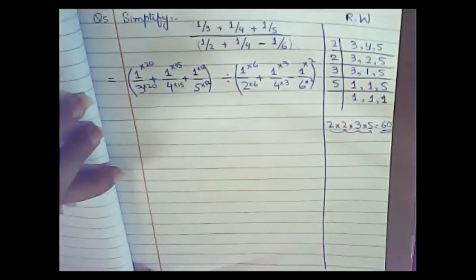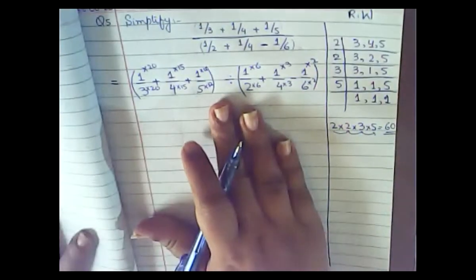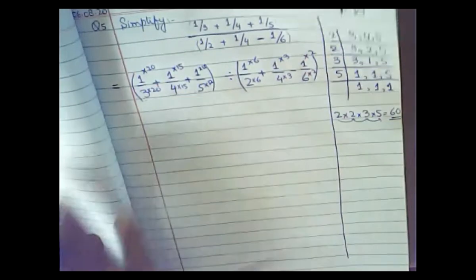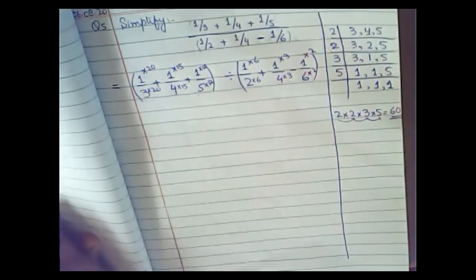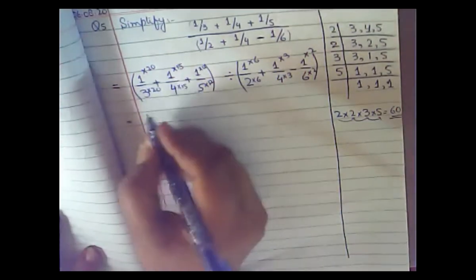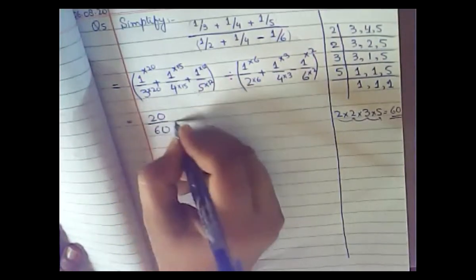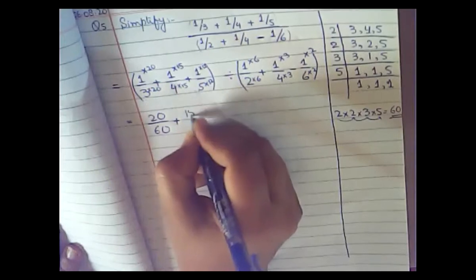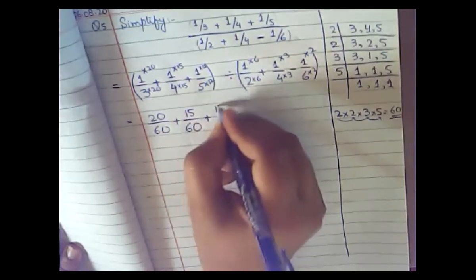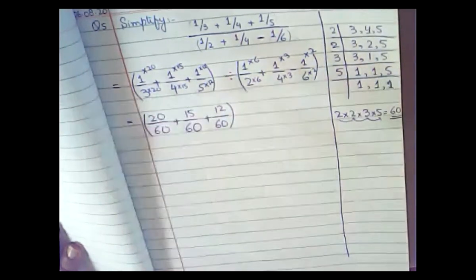Okay, is that clear? This is a little bit difficult step, but I know you can solve it because you have solved such kinds of problems so many times in the previous lectures as well. So simply what I'm going to do, I am going to multiply these numbers. 1 multiplied by 20 will become 20 upon 60, plus 1 multiplied by 15 upon 60, plus 1 multiplied by 12 will become 12 upon 60, and then my round brackets.